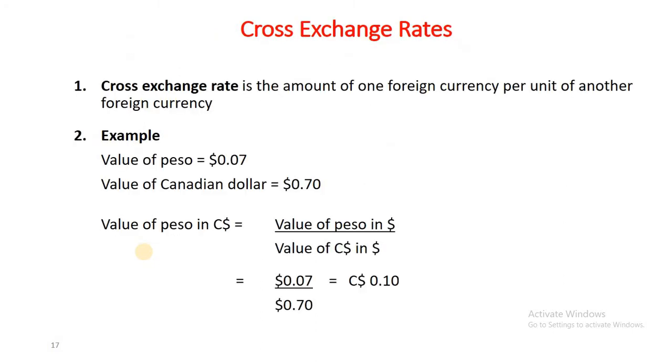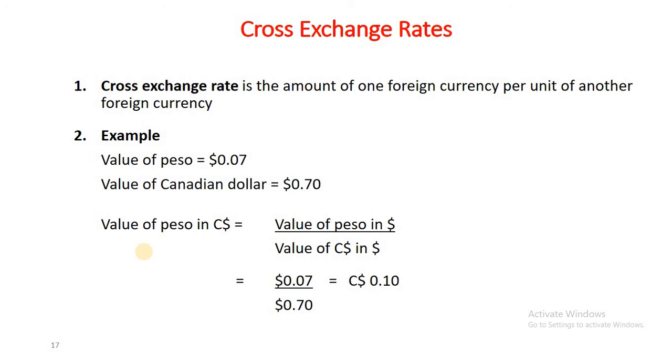Now let's look at cross exchange rate. Cross exchange rate shows the exchange rate between two foreign currencies. For example, exchange rate between dollar and euro will be considered as cross exchange rate in our context, that means in Bangladesh context, or exchange rate between Indian rupee and US dollar will be considered as cross exchange rate in our context, that means in Bangladesh context.